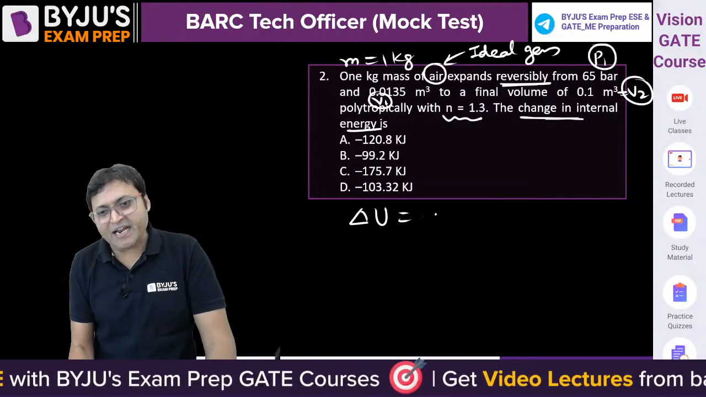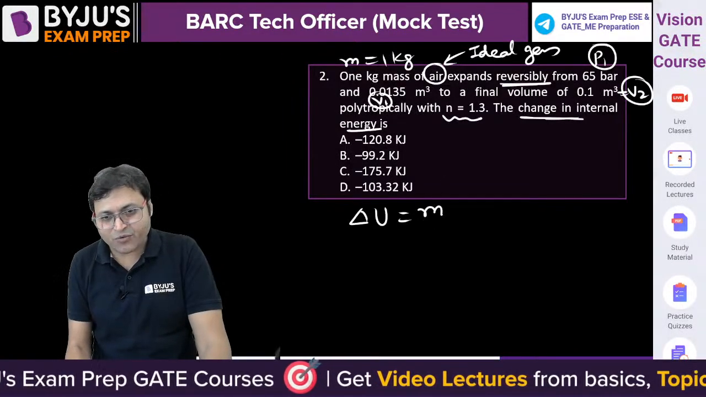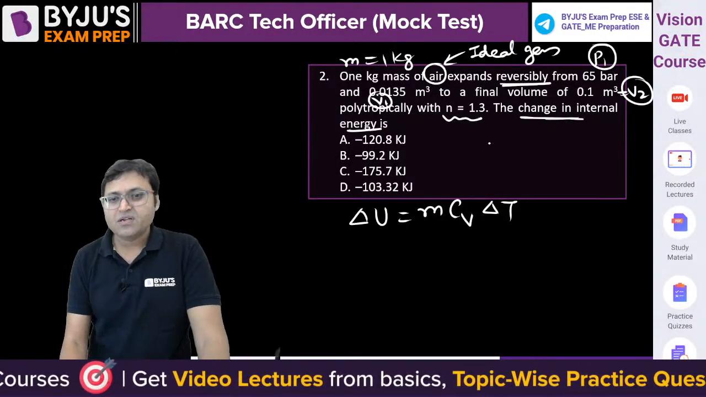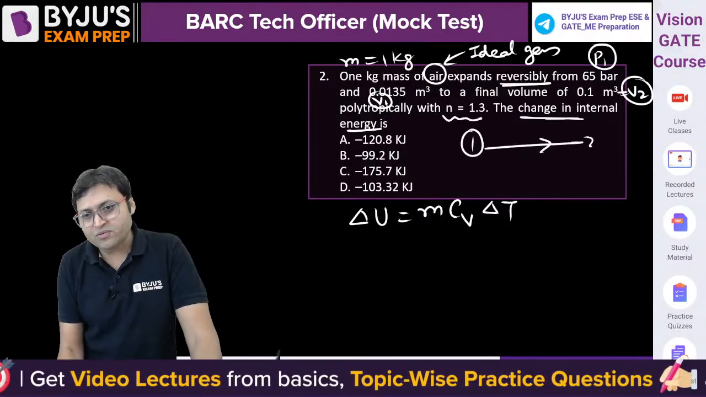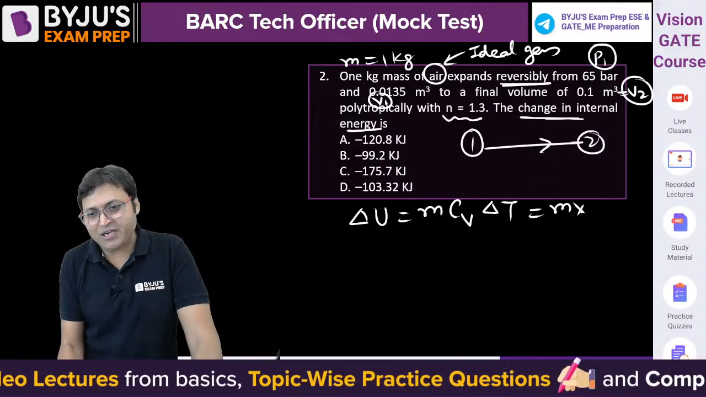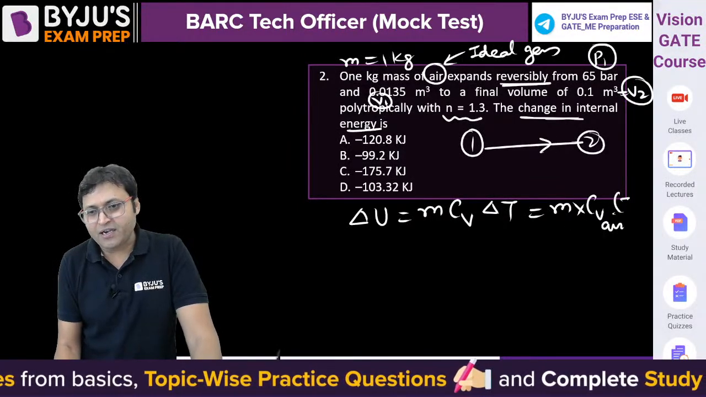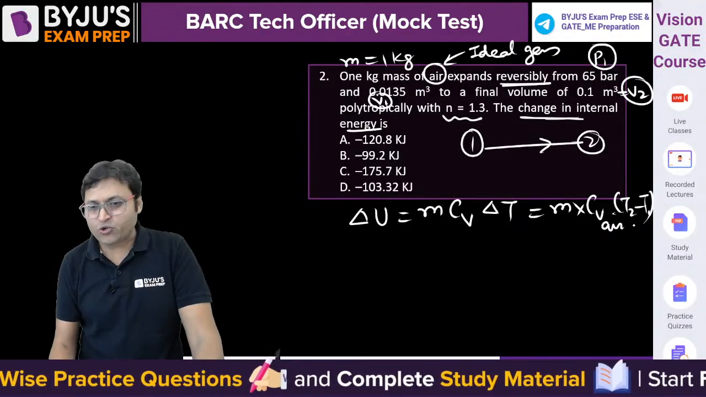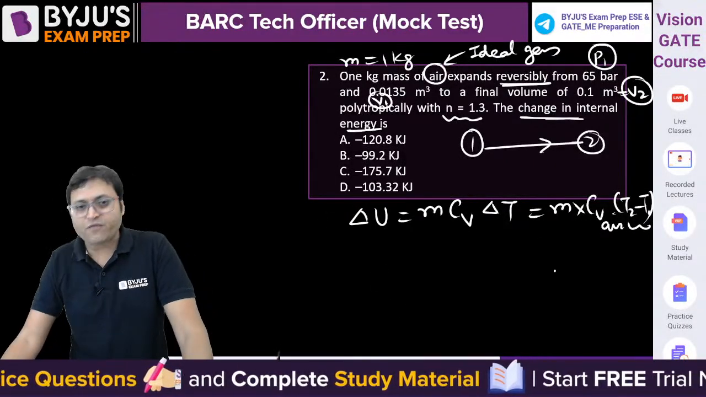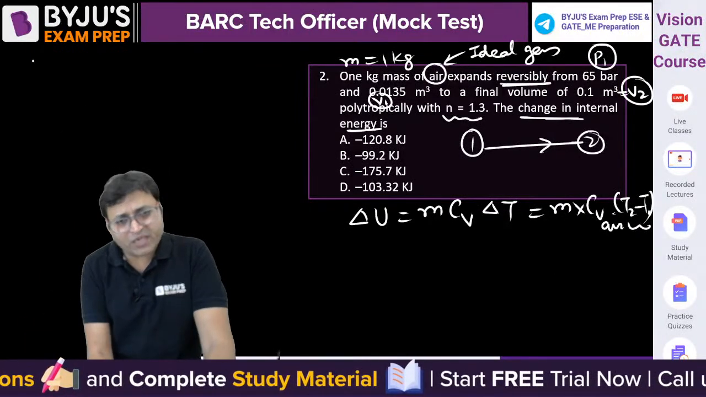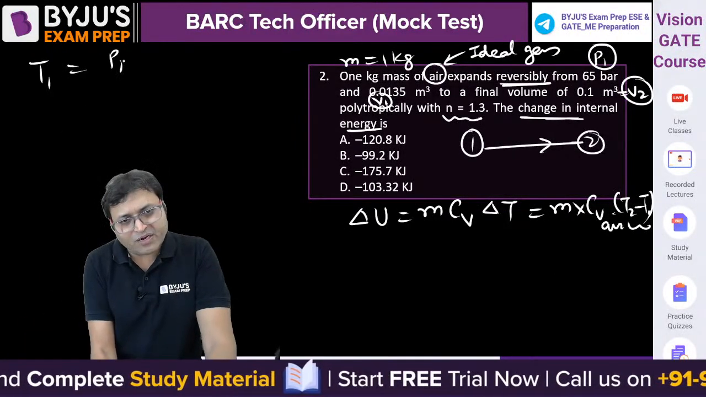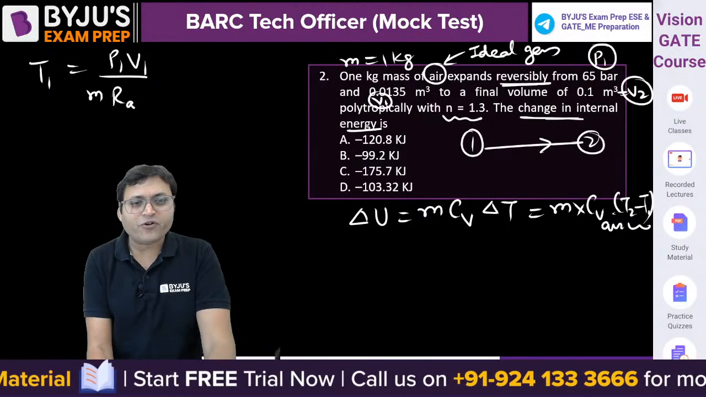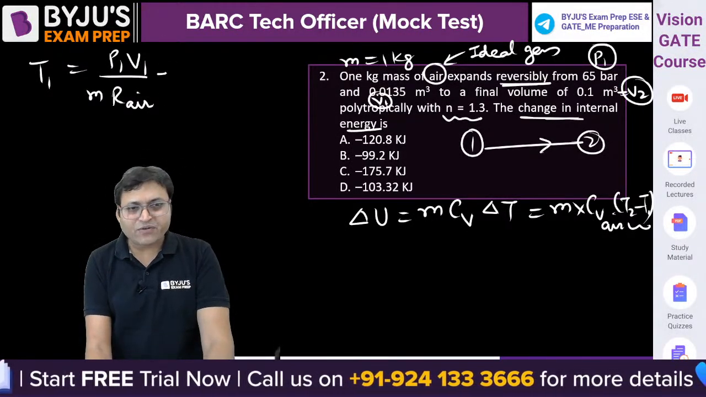Change in internal energy for an ideal gas is equal to m into Cv into delta T, isn't it? The process is 1 to 2. So can we say that it is m into Cv for air into T2 minus T1. The objective is to find out the value of T2 and T1. How to find out T1? T1 is equal to P1 V1 upon mR.